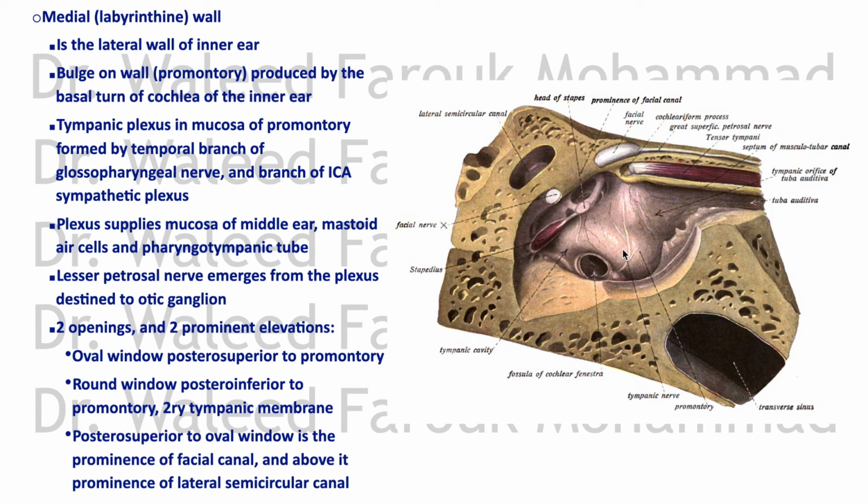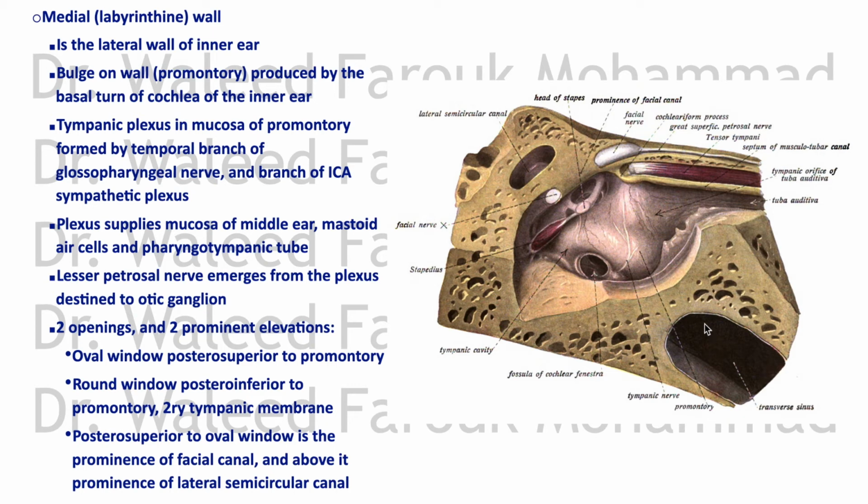Okay, so again, the promontory. Now, what you see on the promontory, the mucosa is different. It has so many branches underneath. This is the tympanic plexus. The tympanic plexus is produced by the tympanic branch of the glossopharyngeal that pierced the floor and spread its branches over the promontory. This plexus also receives a branch from the internal carotid in the canal.